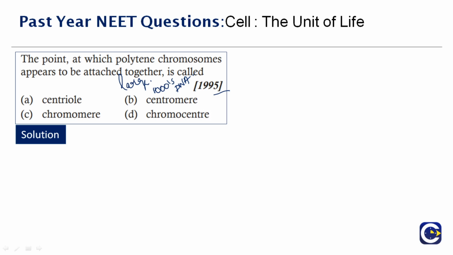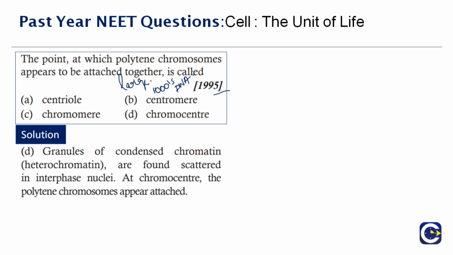Polytene chromosomes were first reported by, any idea? Already we have seen this answer here, by Balbiani in 1881. Okay, now coming back to the question. Right, we are coming back to the question here.